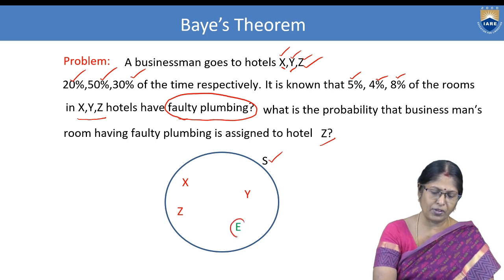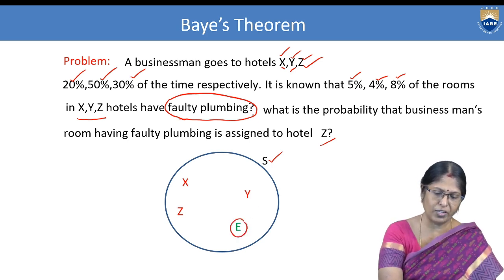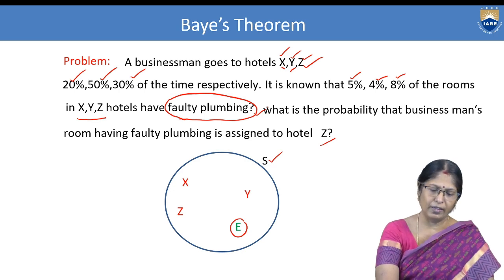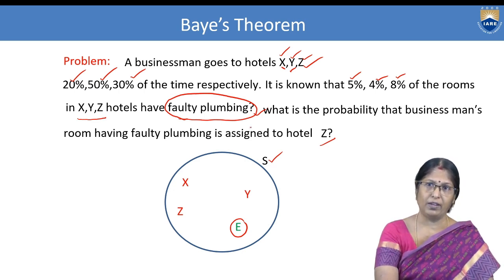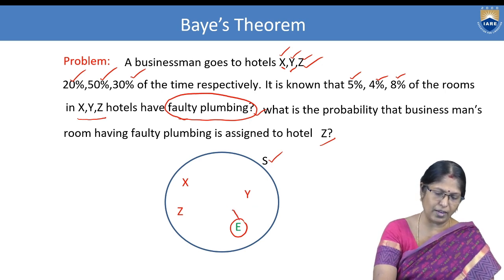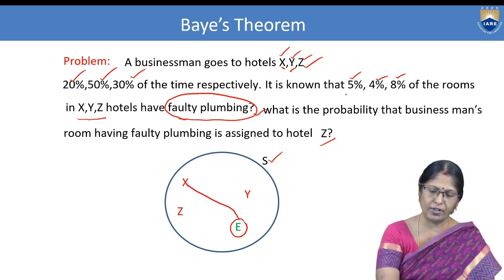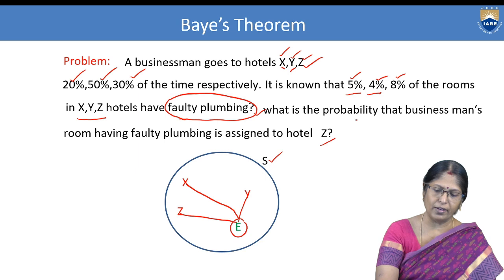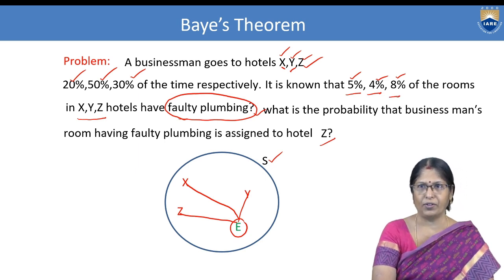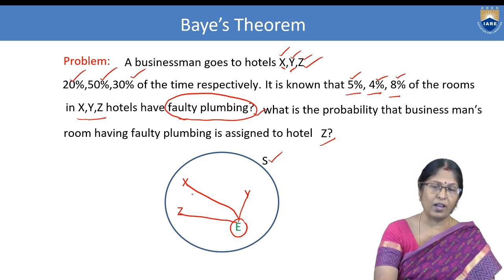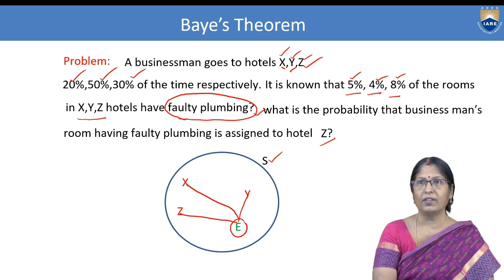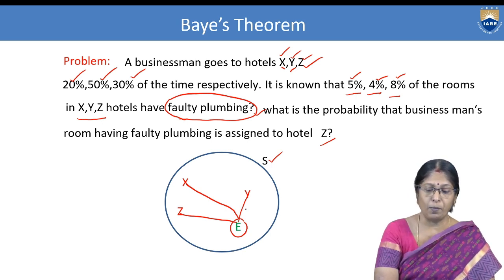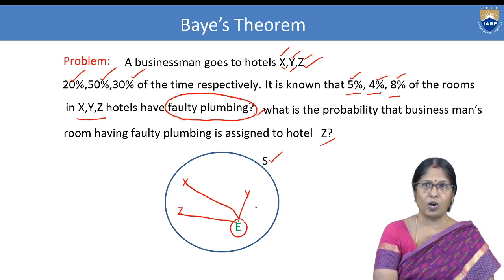Now this capital E is nothing but the faulty plumbing. The faulty plumbing, that we have given the event name E. This E is intersecting with our X, how much percentage? 5%. With the Y, it is 4%. With the Z, it is intersecting with 8%. Clear? So this is the main event and the intersecting event. If we are able to design how they are intersecting with the main events, then this problem comes under Bayes and we can go forward.